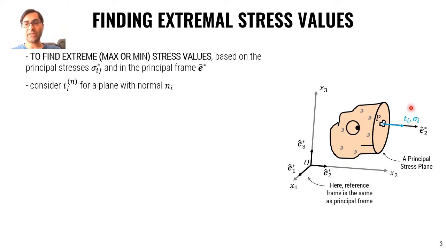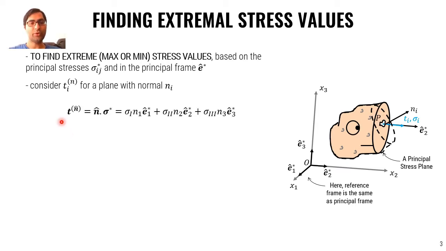Now consider this traction vector, but we want to find its components on a plane with a normal vector n. This plane is slightly rotated with respect to our principal stress plane. We want to find the inclination angle of this plane so that the shear component of stress on this plane becomes minimum or maximum.